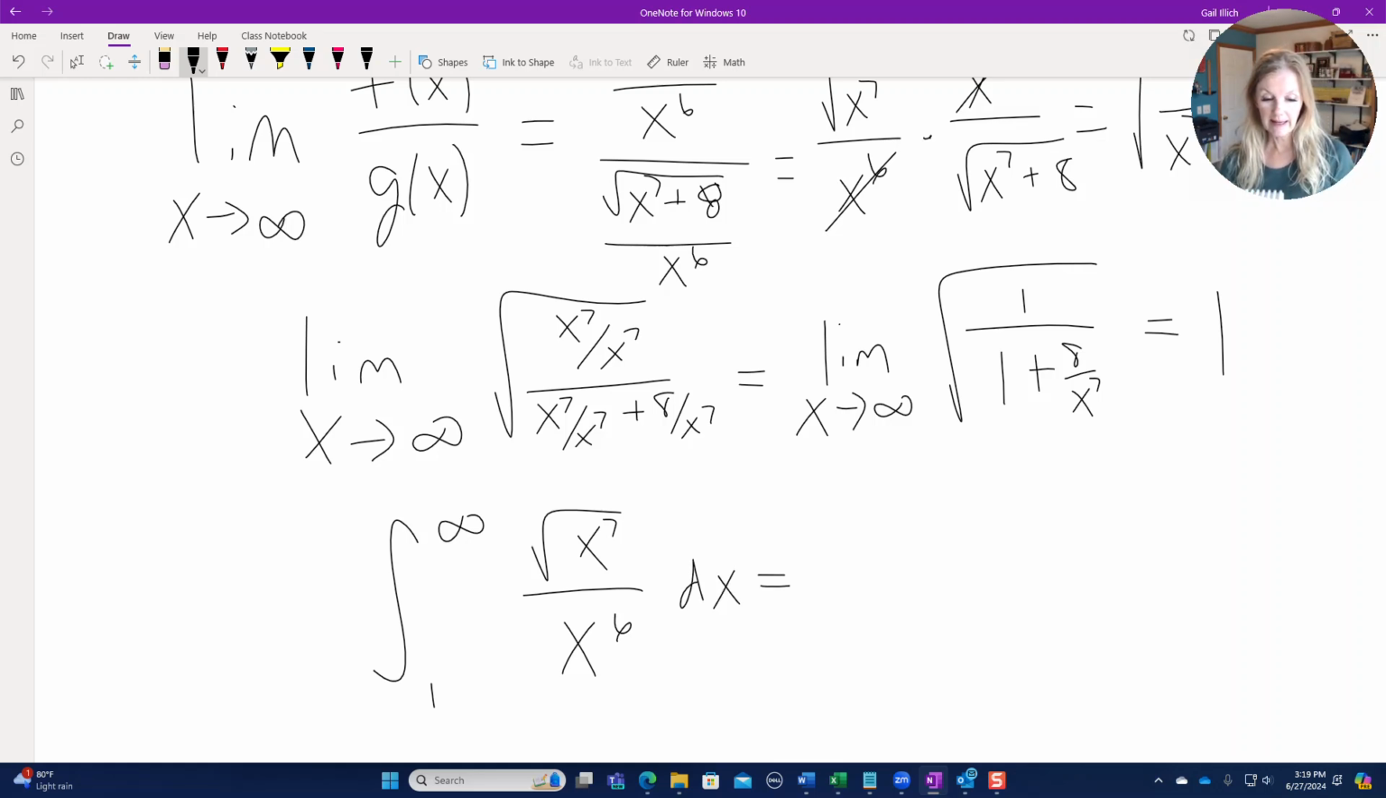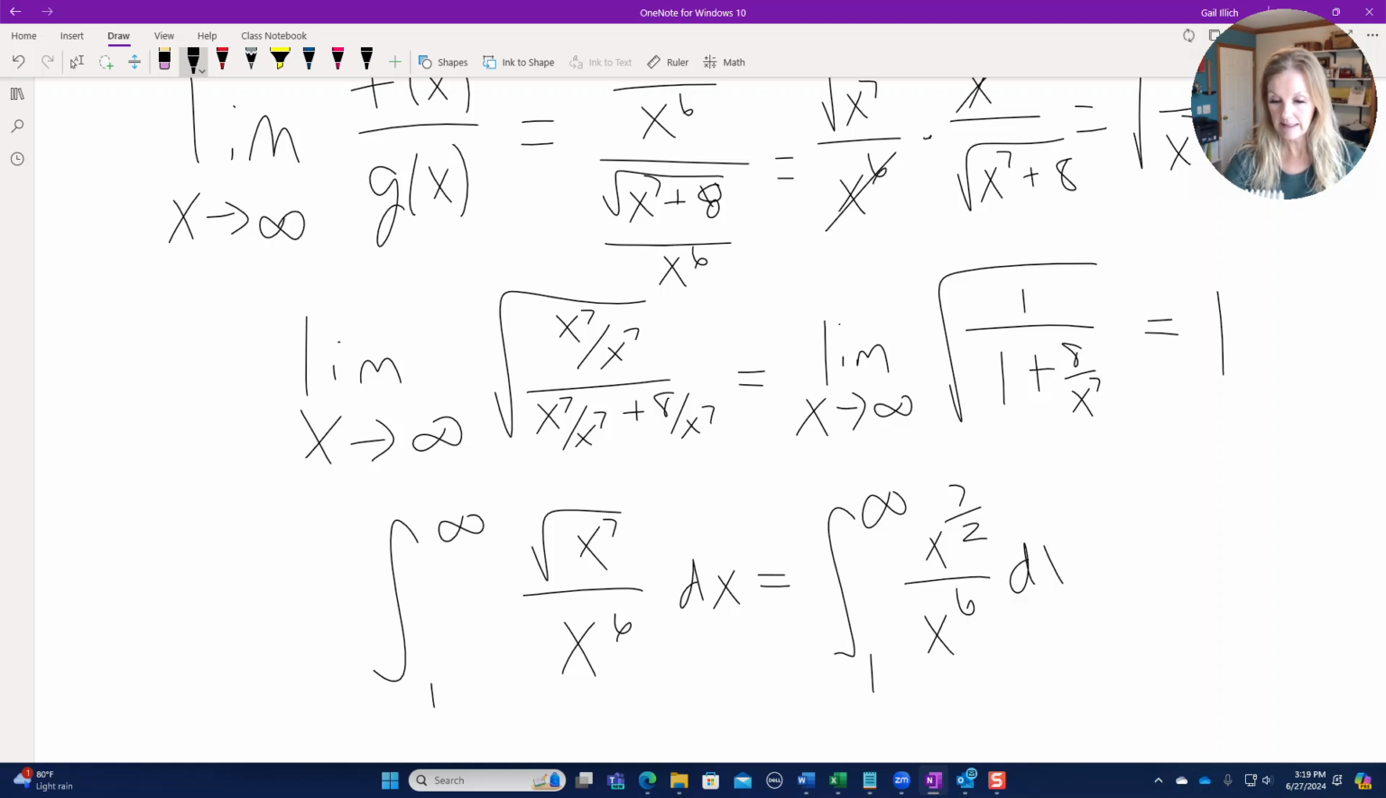Well, you can look at that. I would go ahead and write it with a single x. So you can think of this, of course, as x to the 7 halves over x to the 6 dx. And then x to the 6 is the same as x to the 12 halves. So you have 7 halves minus 12 halves. So that would be x to the negative 5 halves, or you could think of it as 1 over x to the 5 halves.